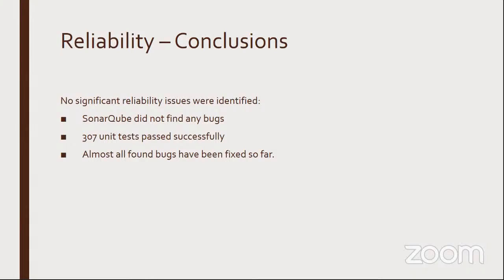From the amount of tests, unit tests in count of 307 passed successfully. And the commit history can be found on GitHub; almost all found bugs have been fixed so far. Next slide.